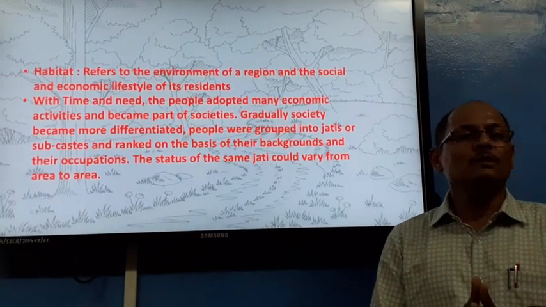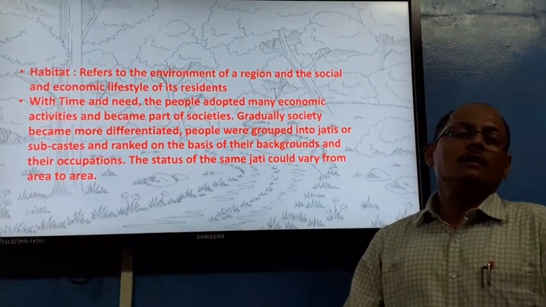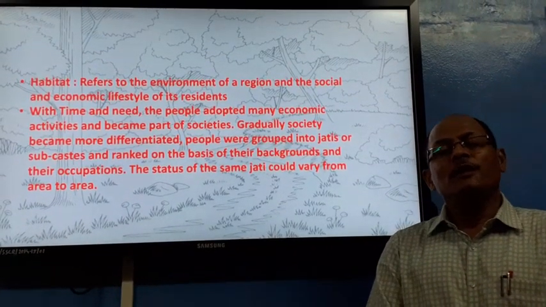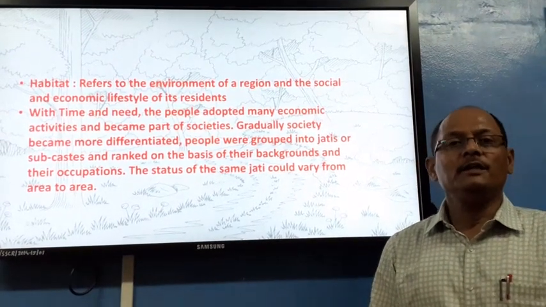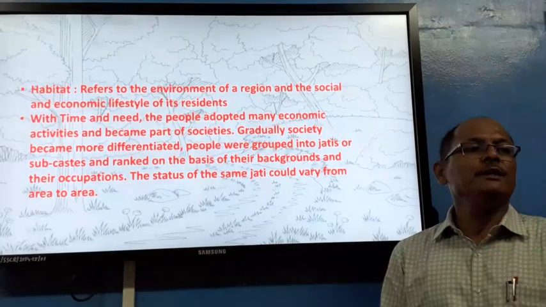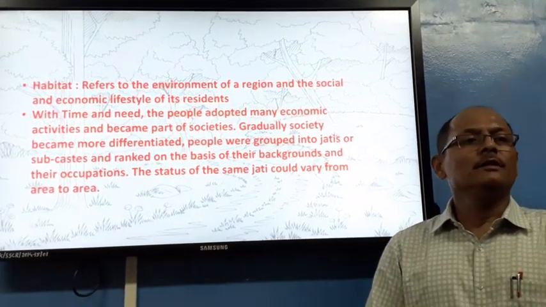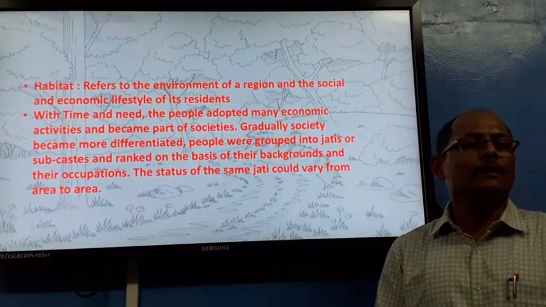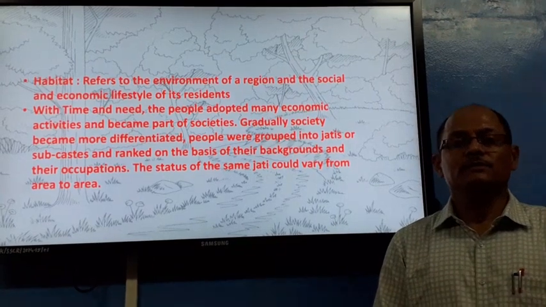So these people, wherever they went, they either cleared the forest, they made the land for agriculture, they settled there, they hunted animals, they also did fishing, and with time and as per their need, they adopted many economic activities and became part of societies.